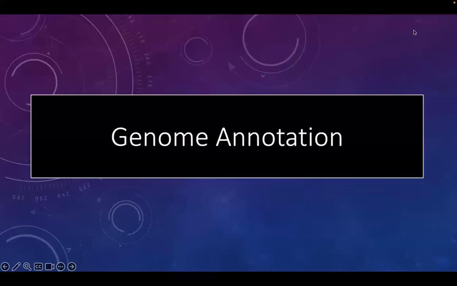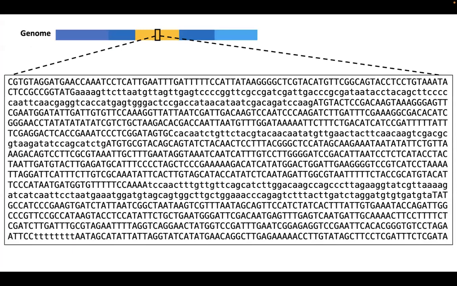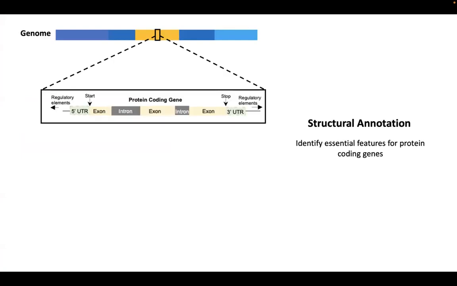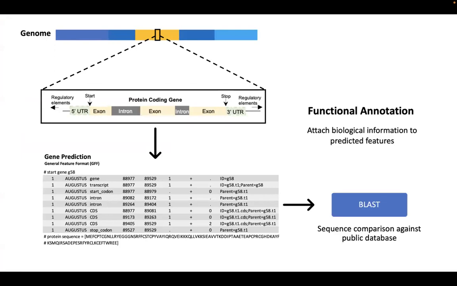So what is genome annotation? Well, a genome assembly on its own isn't as meaningful as you might think. We see thousands of nucleotides, but what does this mean? Structural annotation helps create a blueprint for our genome. In other words, it's identifying essential features for protein coding genes, which can be represented by this general feature format. Knowing the coordinates of each gene, you can then attach biological information with BLAST and publicly available databases. This is called functional annotation.